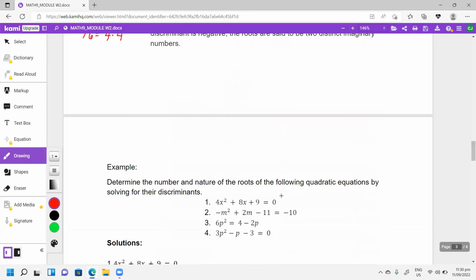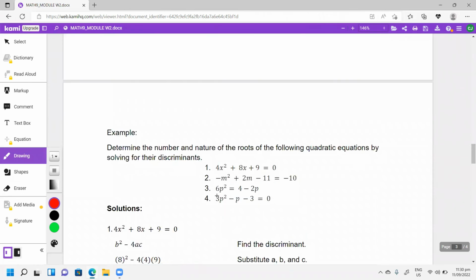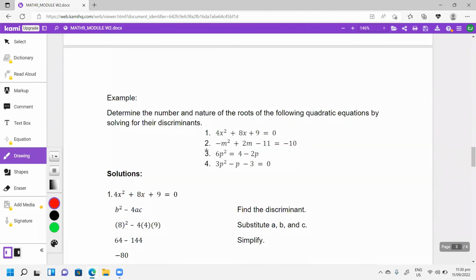Okay, let us try to go with an example. We have here 4x squared plus 8x plus 9. Again, before we identify the a, the b, and the c, we will try to make the equation first in standard form. So for number 1, it is already in standard form. With that, let us identify our a. Our a is 4, b is 8, and our c, the constant, is 9.